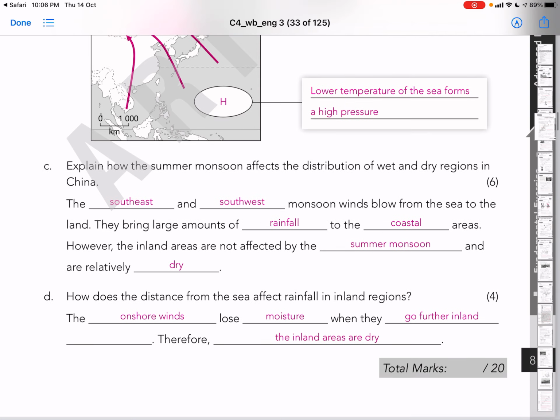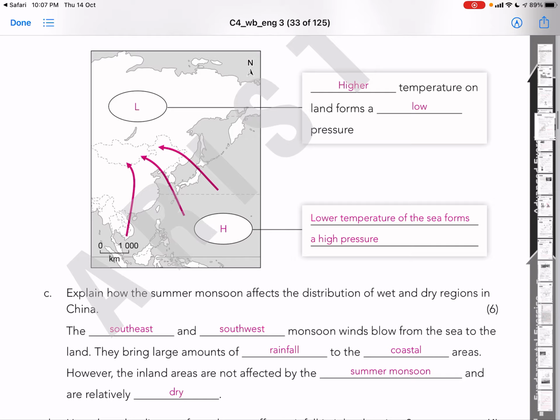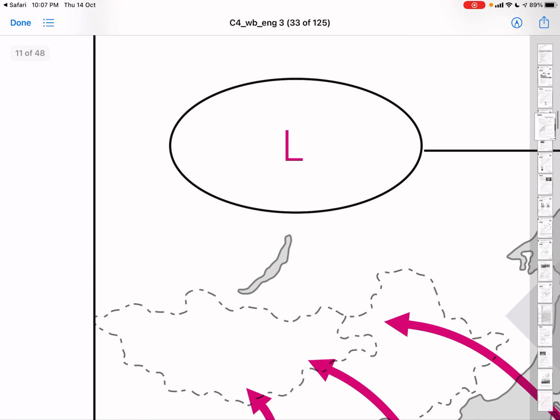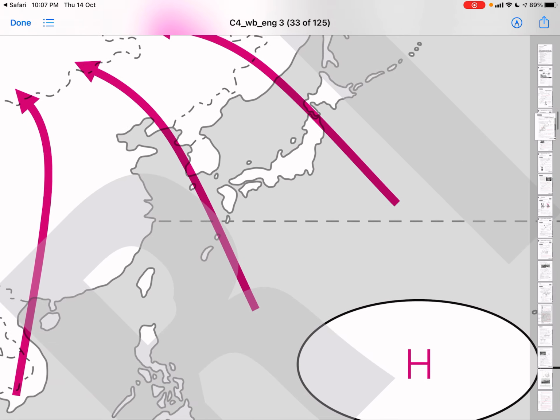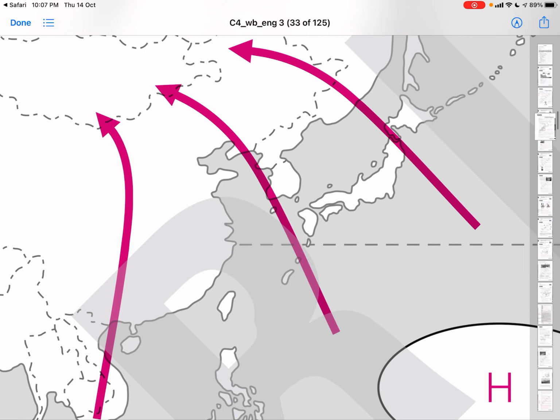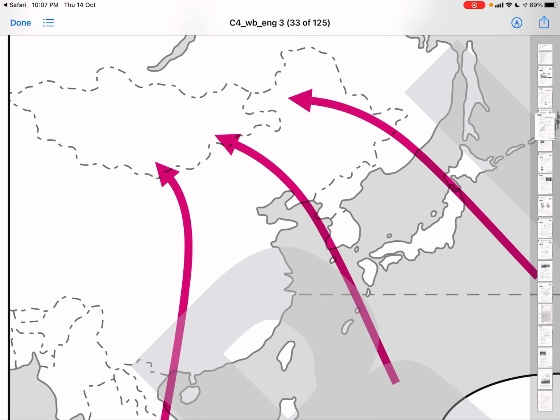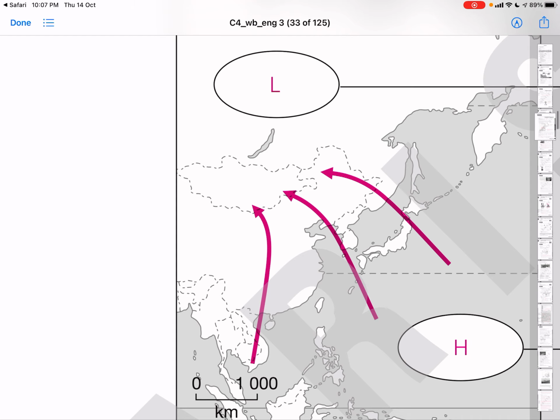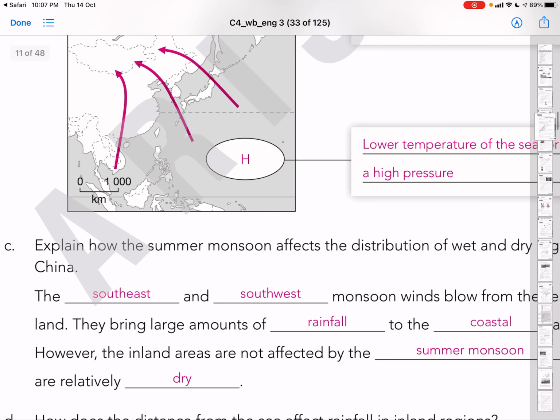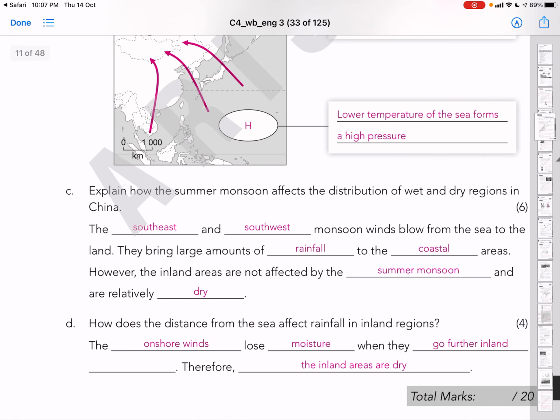The southeast and southwest monsoon winds blow from the sea to the land. They bring a large amount of rainfall to the coastal areas. However, the inland areas are not affected by the summer monsoon, because the summer monsoon will be dried up passing through the land. They will all dry up, and so accordingly, the inland areas are relatively dry. They're not affected by the summer monsoon.